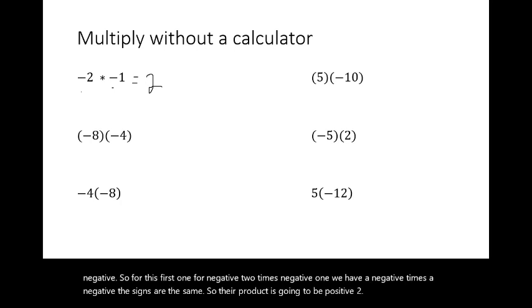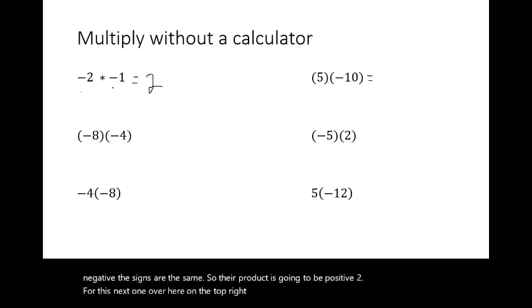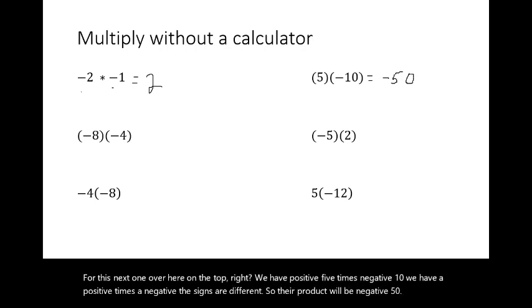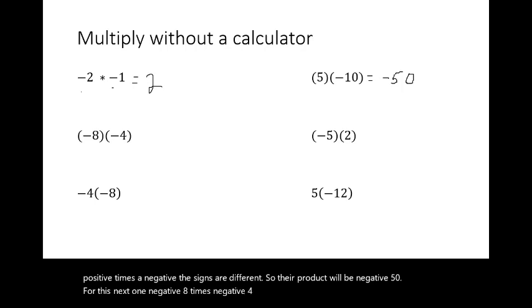For this next one over here on the top right, we have positive 5 times negative 10. We have a positive times a negative. The signs are different, so their product will be negative 50. For this next one, negative 8 times negative 4, we have a negative times a negative, signs are the same, so their product is positive 32.